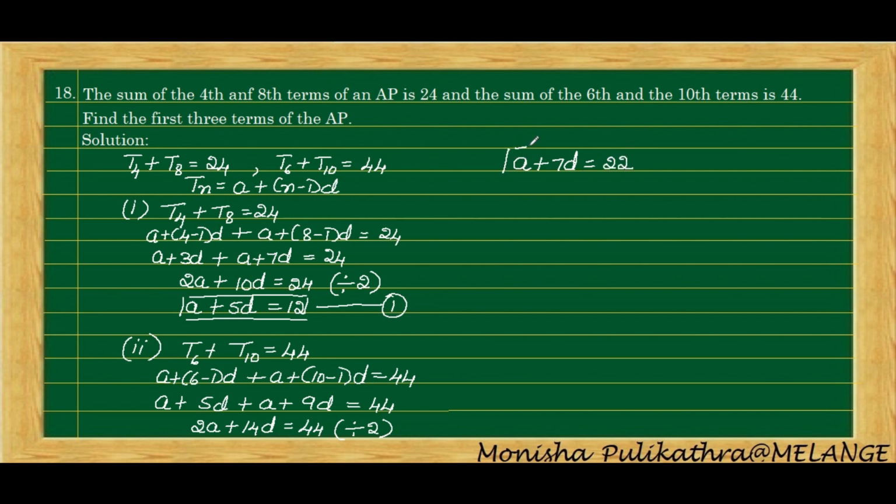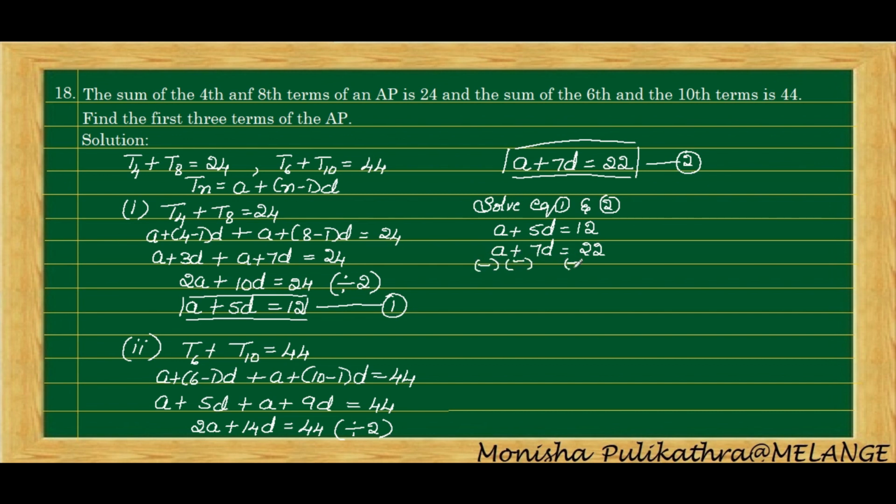Okay, take it as equation number 2. After getting equations 1 and 2, we need to solve the 2 equations. So solve equations 1 and 2, that is A plus 5D is equal to 12 and A plus 7D is equal to 22.